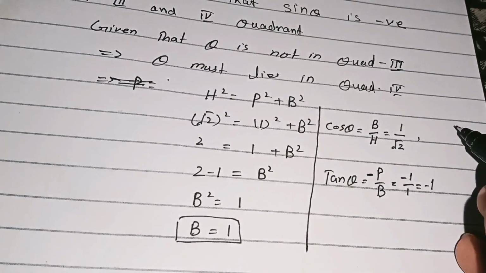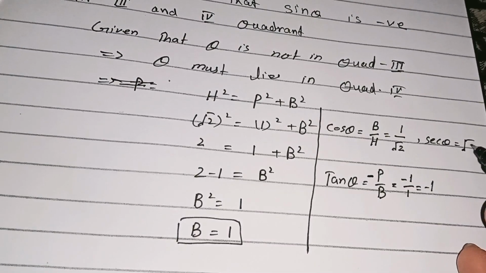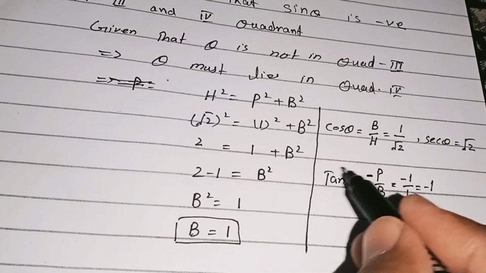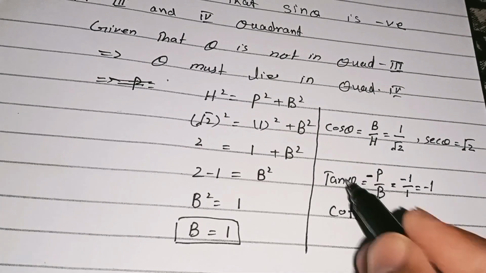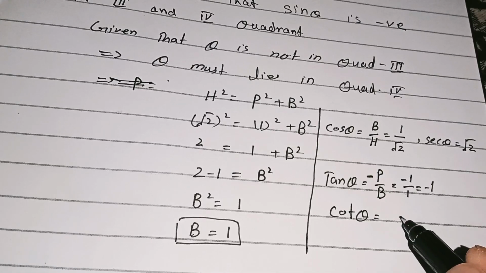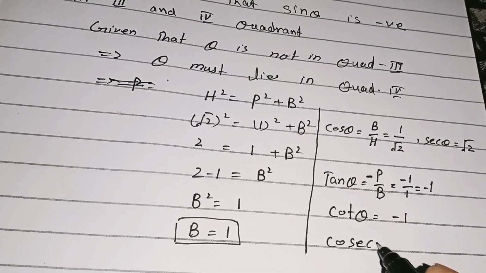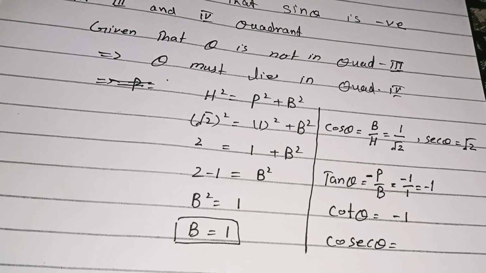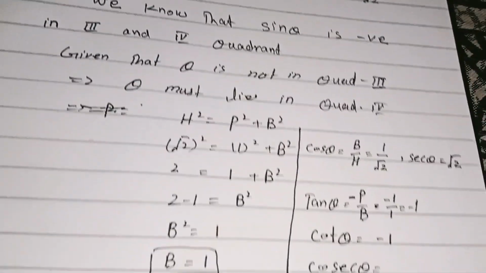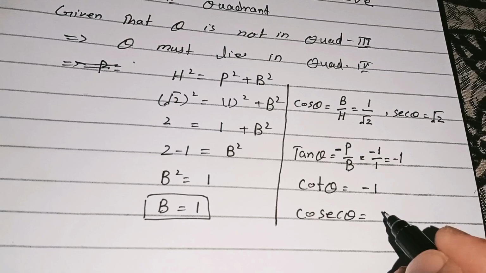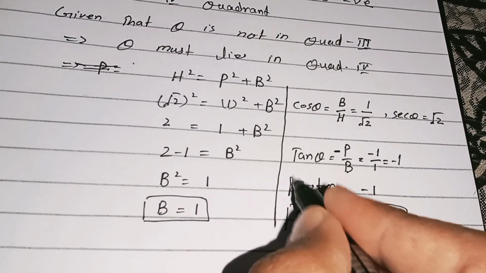The reciprocal of cos theta is sec theta. Sec theta will be equal to under root 2. The value of cot theta is the reciprocal of tan theta, and the reciprocal of minus 1 is also minus 1. The last one, cosec theta. Cosec theta is the reciprocal of sin theta, and given that the value of sin theta is minus 1 over under root 2, therefore the value of cosec theta is minus under root 2. So we have found the 5 remaining trigonometric functions.